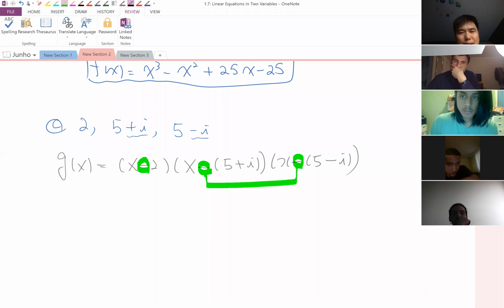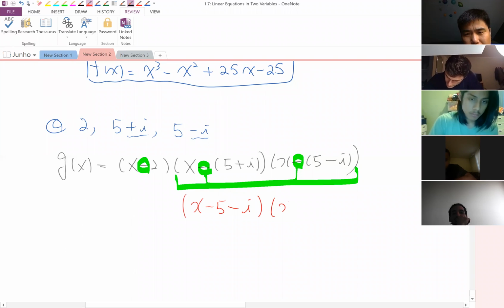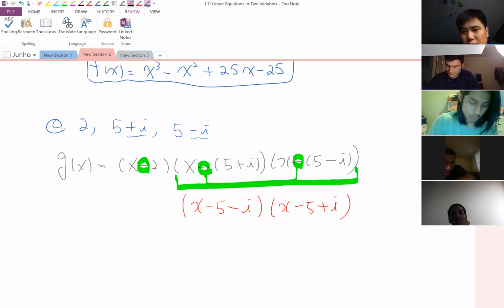Okay, then let's expand it. So I will expand these two terms first. Then it becomes x minus 5 minus i, x minus 5 plus i. Wow, it will be long. Okay, let's keep on it.